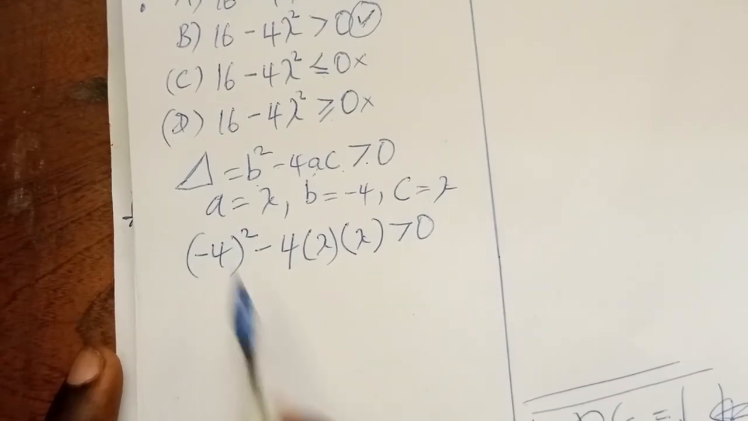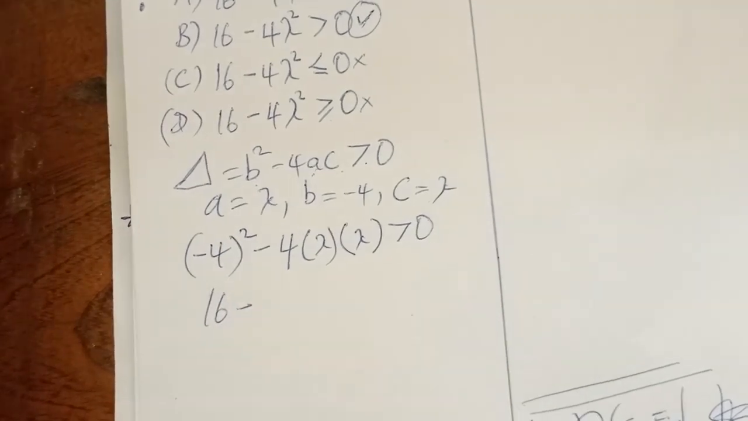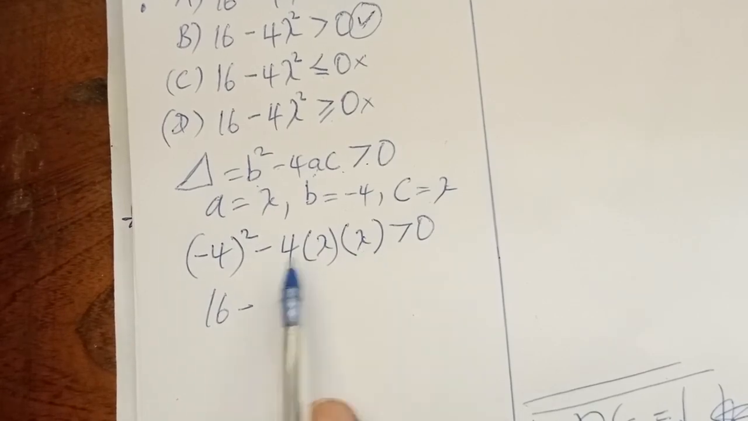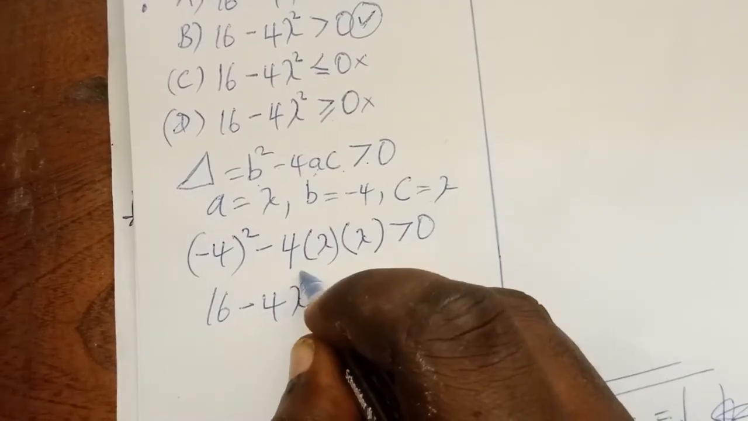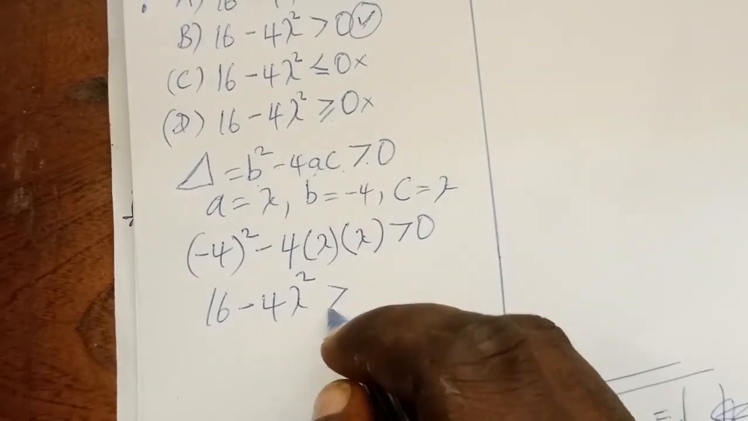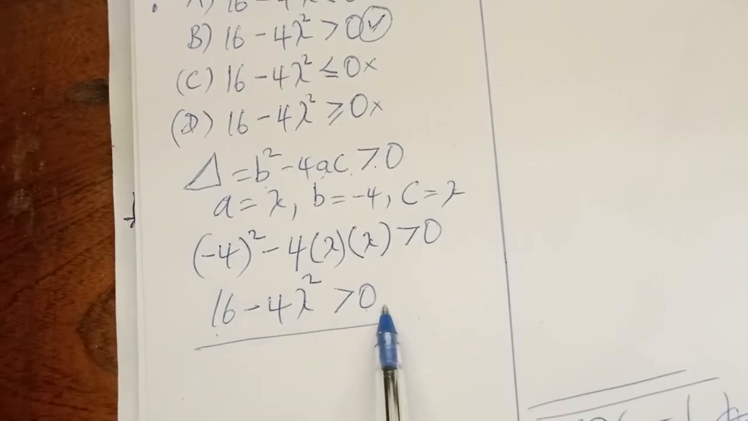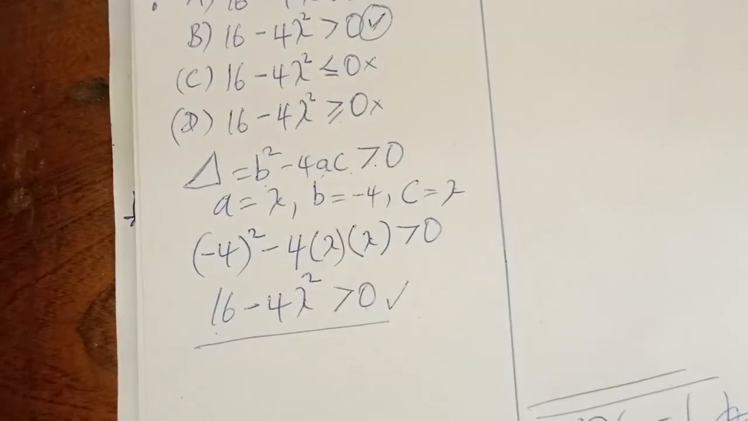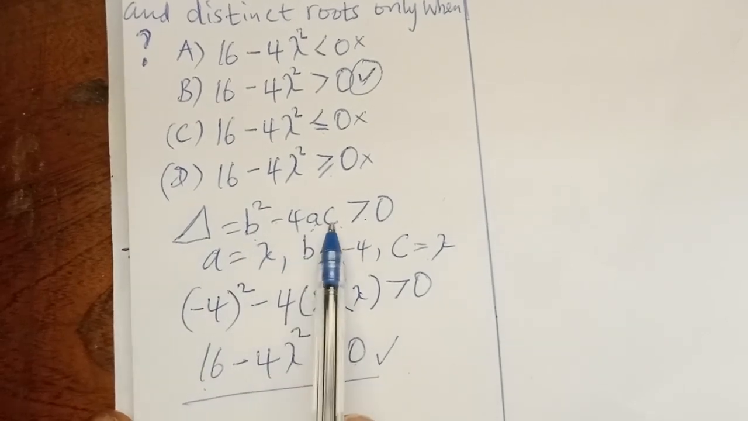Minus 4 square is 16, that is minus 4 times minus 4. It is 16. 16 minus lambda times lambda is lambda square, and lambda square times 4 is 4 lambda square. So 16 minus 4 lambda square, as you can see, is therefore greater than 0. This is exactly it here: 16 minus 4 lambda square is greater than 0. So that's the only case where the discriminant b squared minus 4ac is greater than 0.